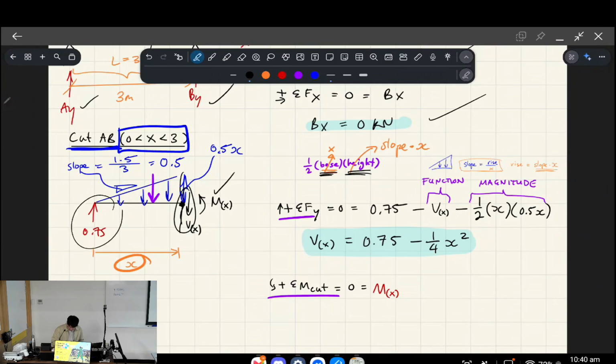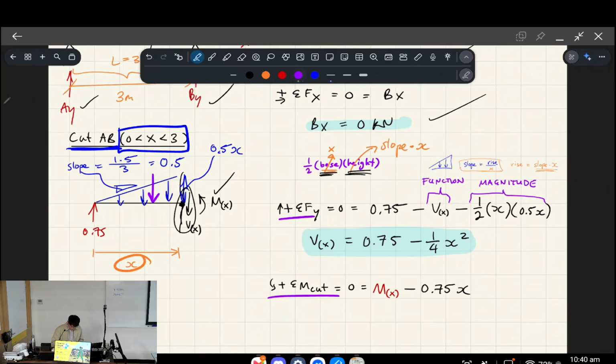The next thing is we've got the force of 0.75, and it's counterclockwise, right? Sorry, it's clockwise. Yes, it's clockwise, and therefore it's going to be negative. Sorry, there's too many bloody directions. So this is negative 0.75, and then the distance or the lever arm away is x.